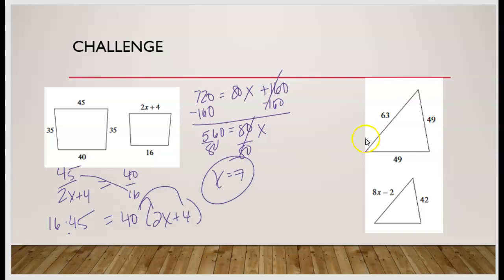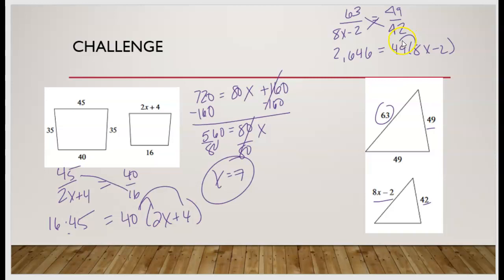Our triangle problem is going to work very similarly. I wish I had more space. You guys, this always happens. I'm going to come up here and try to write very carefully. 63 over 8x minus 2 equals 49 over 42. Those corresponding parts, right? And we'll cross multiply. So 63 times 42 is a huge number. Don't forget to use your calculator. And then we have to distribute the 49, right?